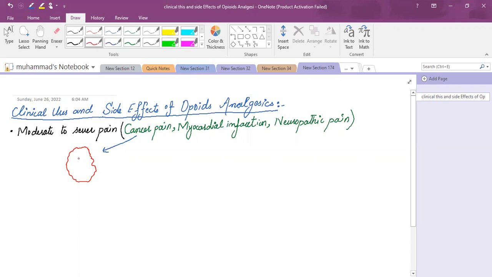So these cancerous cells produce a lot of chemical mediators. For example, bradykinin, BK. The other one is endothelin, it is written as ET.